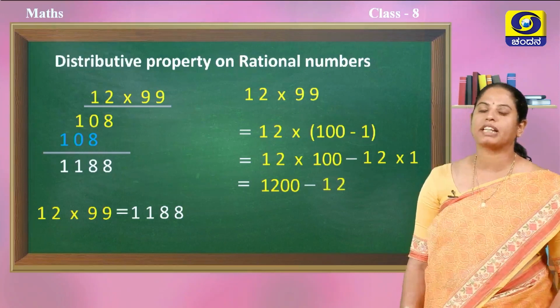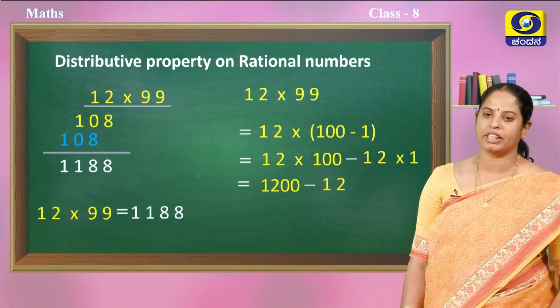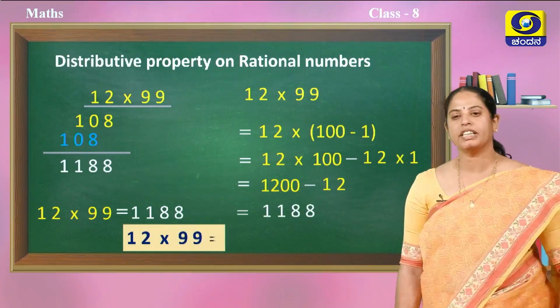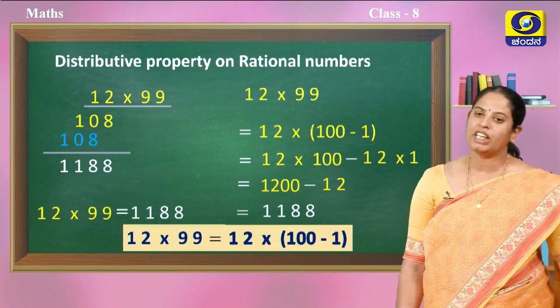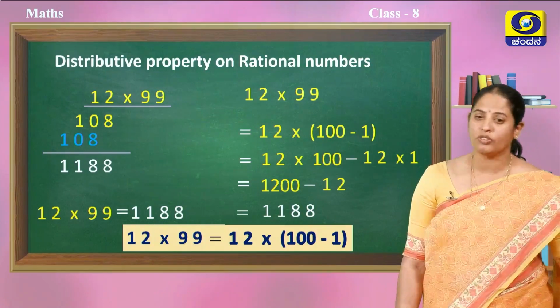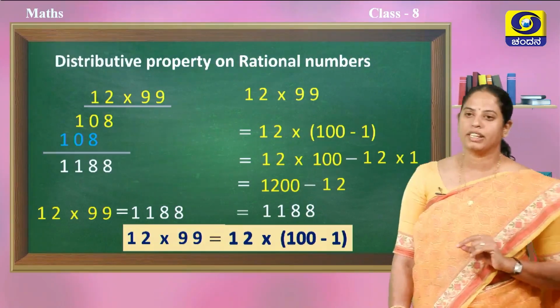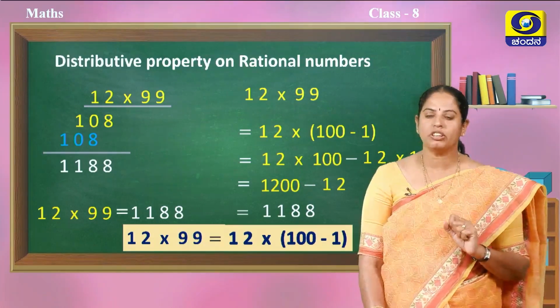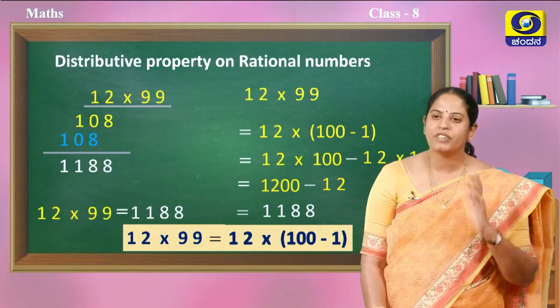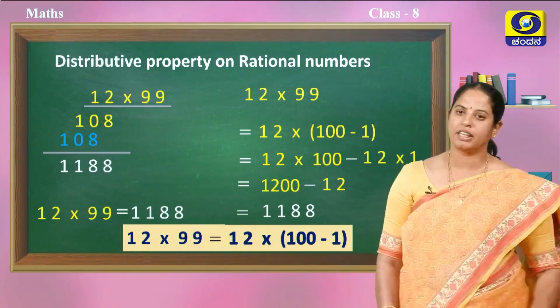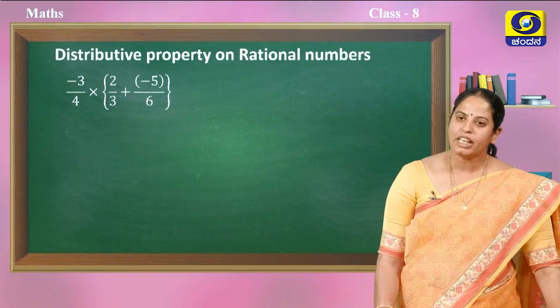When I subtract 12 from 1200, I am getting the same answer, that is 1188. So, 12 into 99 is same as 12 into 100 minus 1. I think now you know the miracle of distributive property because it is very easy to do the multiplication of larger numbers. So, distributive property and rational numbers.